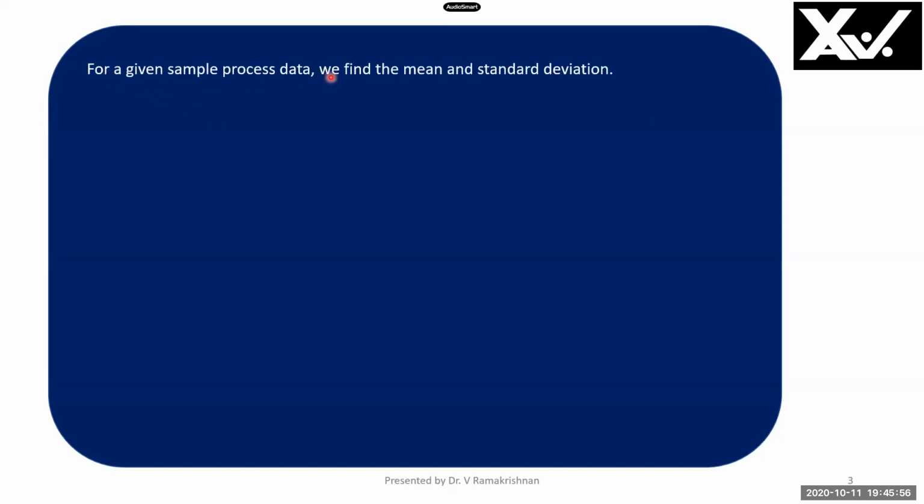For a given sample process data, we can find the mean and standard deviation. Please note, sample process data is continuous data. X variable values will be given. The number of values will be given, which is called sample size. Now, for the above data, for a given customer, I mean customer requirements, customer specification limits, upper specification limit and lower specification limit.